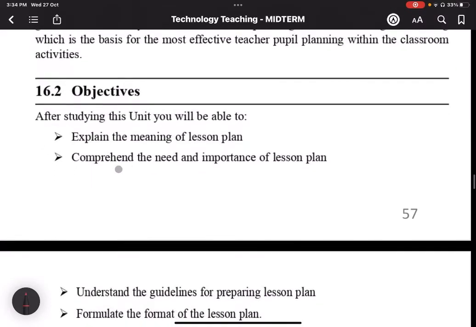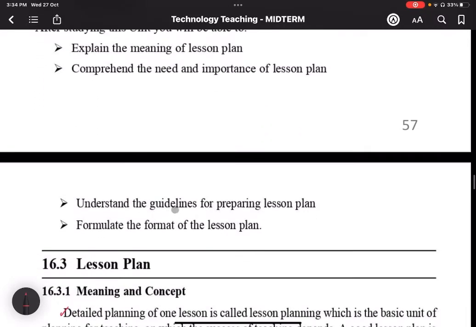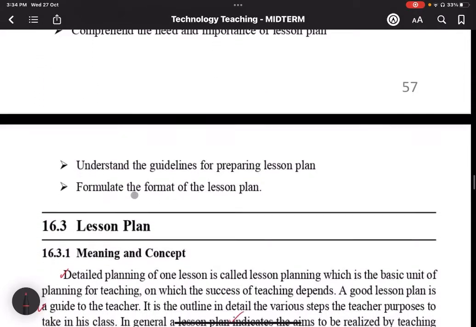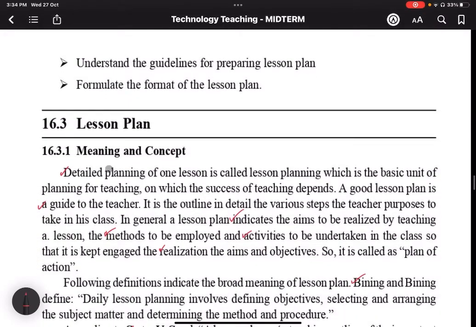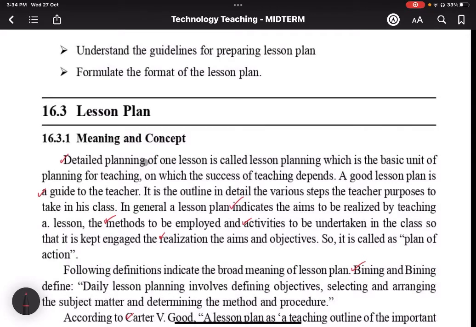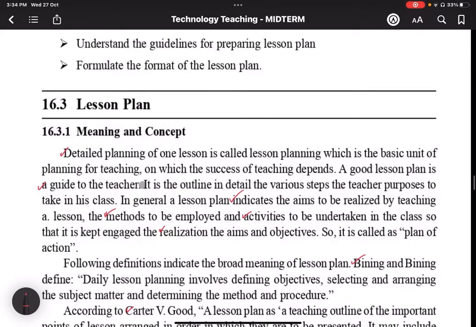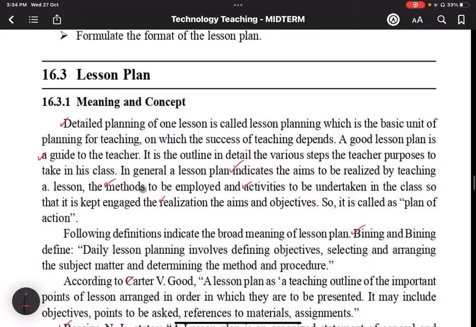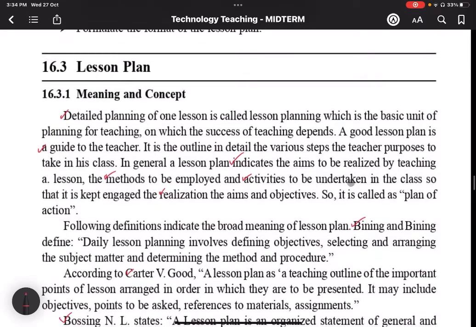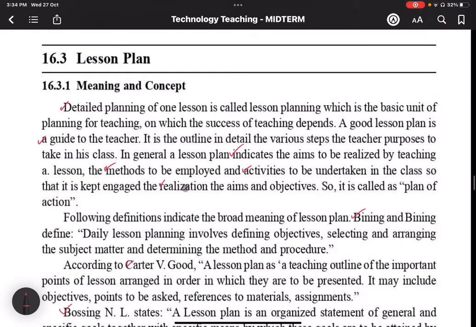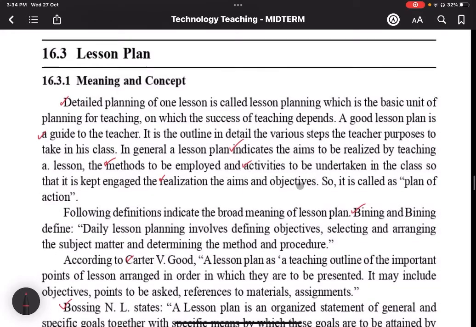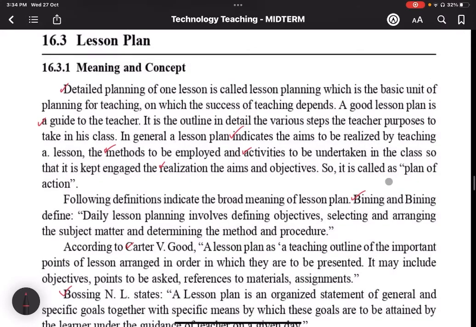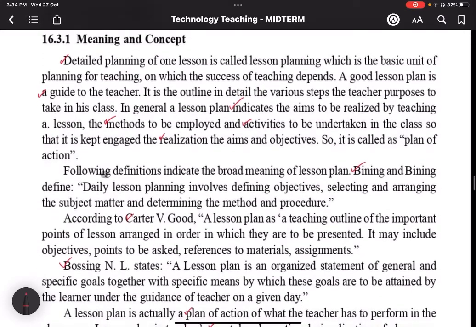Ano objective natin? Meaning of lesson plan, comprehend the need and importance of lesson plan, guidelines in preparation, and formulate the format of the lesson plan. Okay? Meaning and concept, this is detailed planning of one lesson is called lesson planning. Okay? So remember detailed planning. Okay? A good lesson plan is a guide to the teacher. It indicates the aims to be realized by teaching the lesson, and it indicates the methods to be employed and the activities to be undertaken in the class. And it also includes the realization of the aims and objectives of the unit, no, or the lesson. So it is called as the plan of action ng isang teacher.